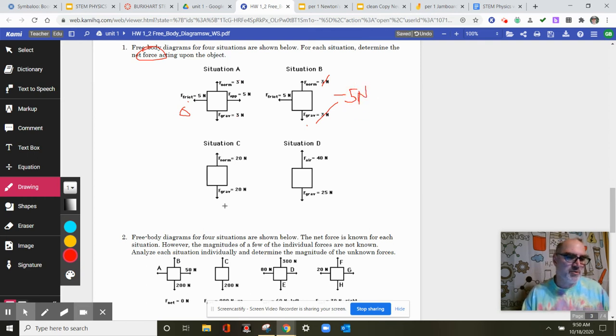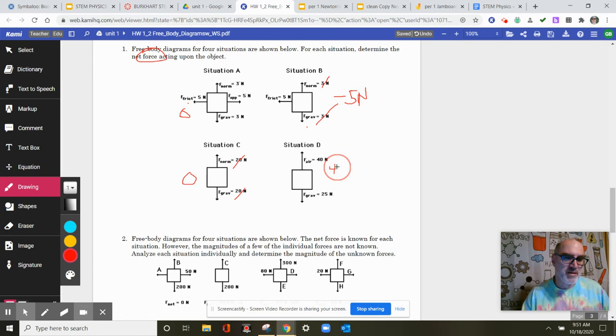All right, I have 20 up, 20 down, balanced, 0. They cancel. Up cancels down. I have 40 up and 25 down. So that's going to be 40 up, which is positive, minus 25 down, because the 25 is negative, or plus a -25 is another way to look at it. You can get out your calculator and confirm for me that that is indeed, I'm doing this in my head, 15.